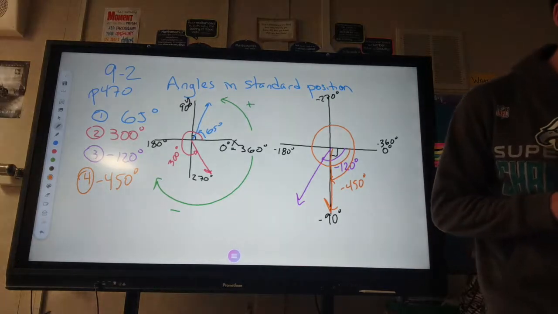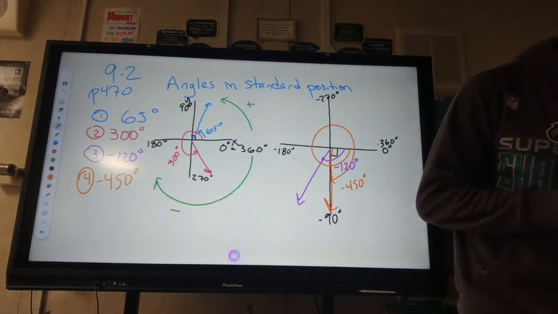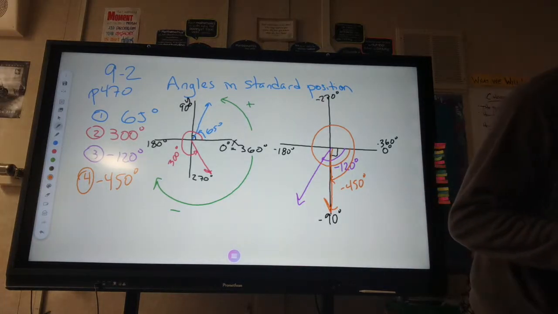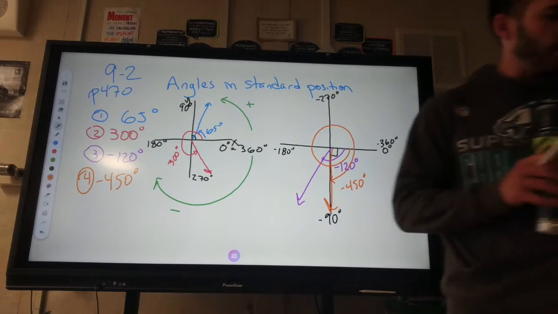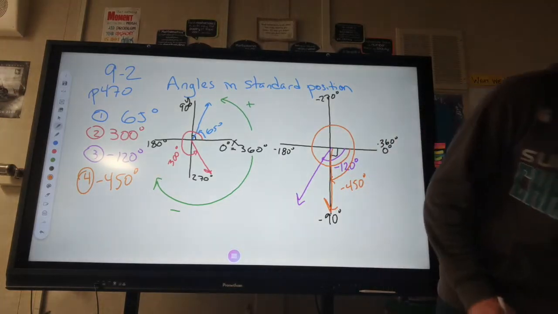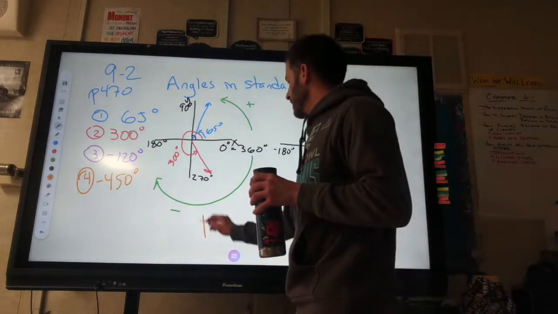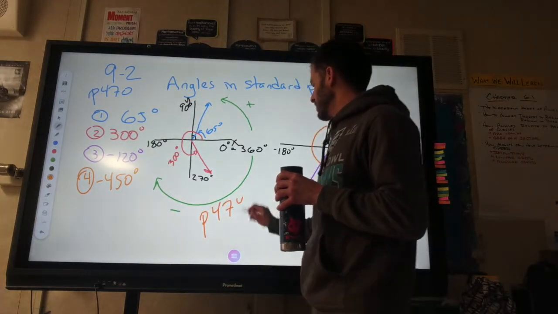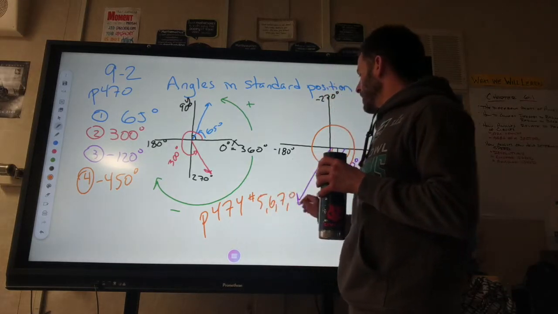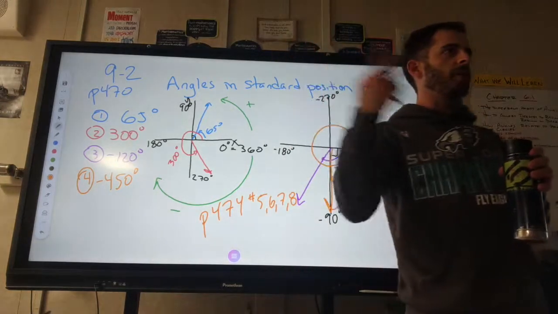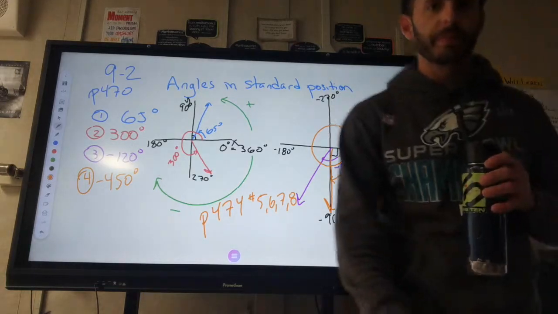All right, real quick. And you can do it on the same thing if you want. Go to page 474 and do numbers 5, 6, 7, 8. Page 474, numbers 5, 6, 7, 8. If you need to use two different xy planes, use two different xy planes.